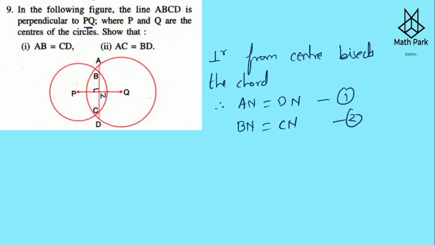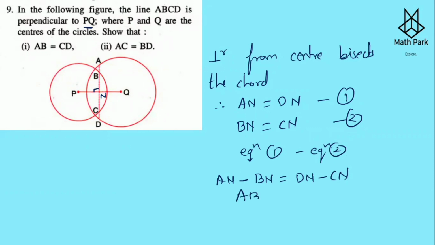Now, if AN is equal to DN, we need to prove AB is equal to CD. So what should be done? AN minus BN, you will get AB. So we have equation 1 minus equation 2. Let us do. So you have AN minus BN is equal to DN minus CN. So AN minus BN is nothing but AB and DN minus CN is nothing but CD. So hence we have done with the first part.